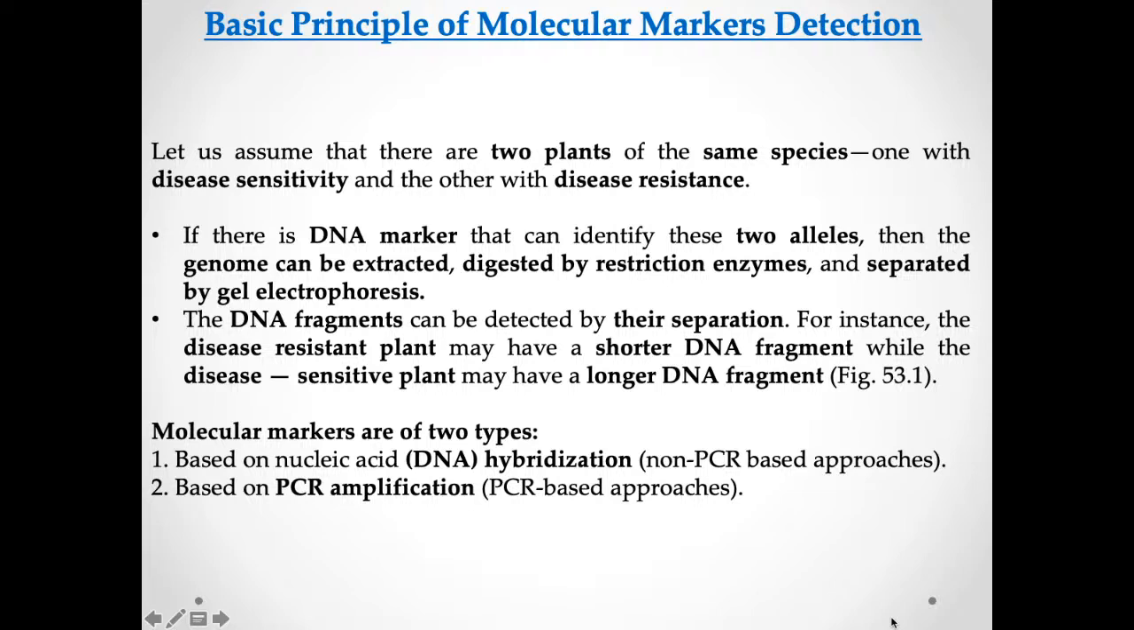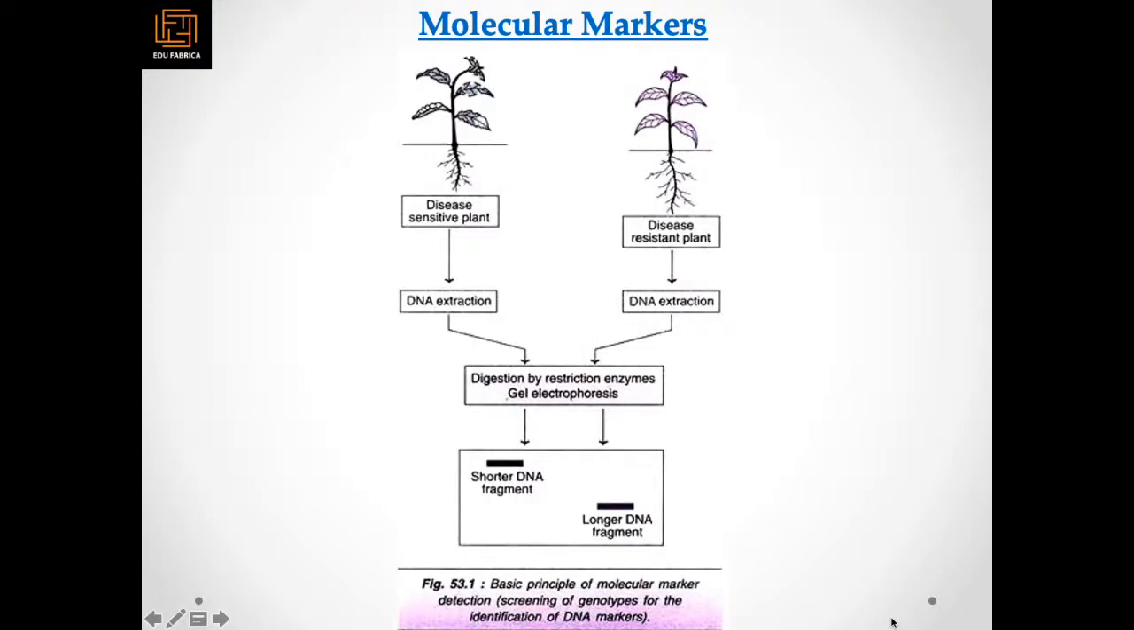They are based on nucleic acid, that is DNA hybridization, and based on PCR amplification: non-PCR based approaches and PCR based approaches. For the disease sensitive plant and the disease resistant plant, we extract the DNA from both, then digest them with the restriction enzyme and run them on gel electrophoresis. What we saw was that one gave a shorter DNA fragment and the other gave a longer DNA fragment. Based on that, we can screen these two different plants using these molecular markers, shorter DNA fragment and longer DNA fragment. We can differentiate between the two different species. That's the basic idea behind molecular markers.